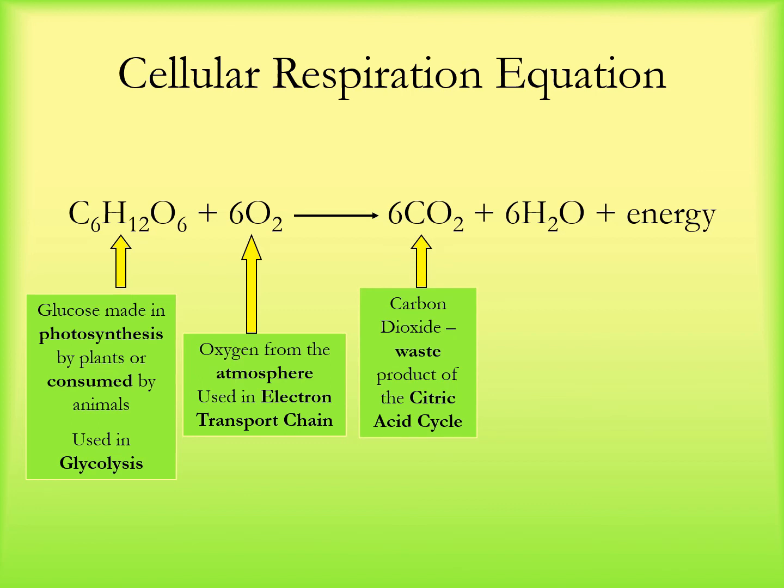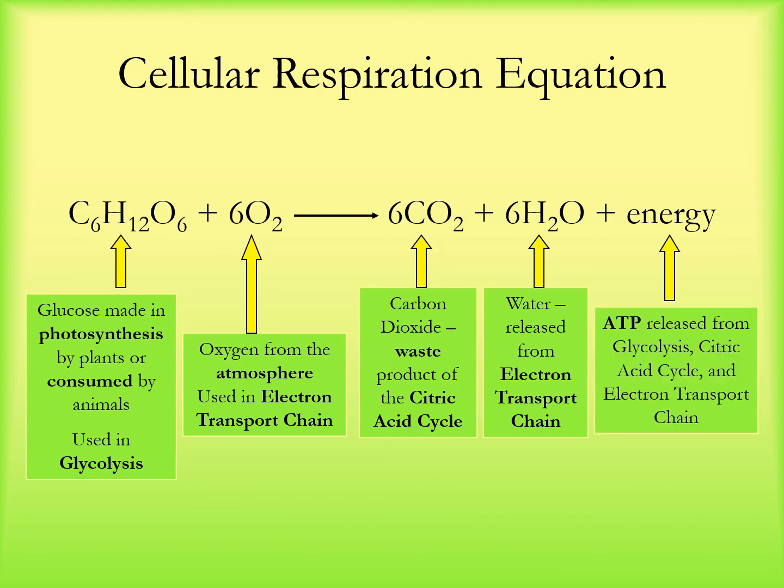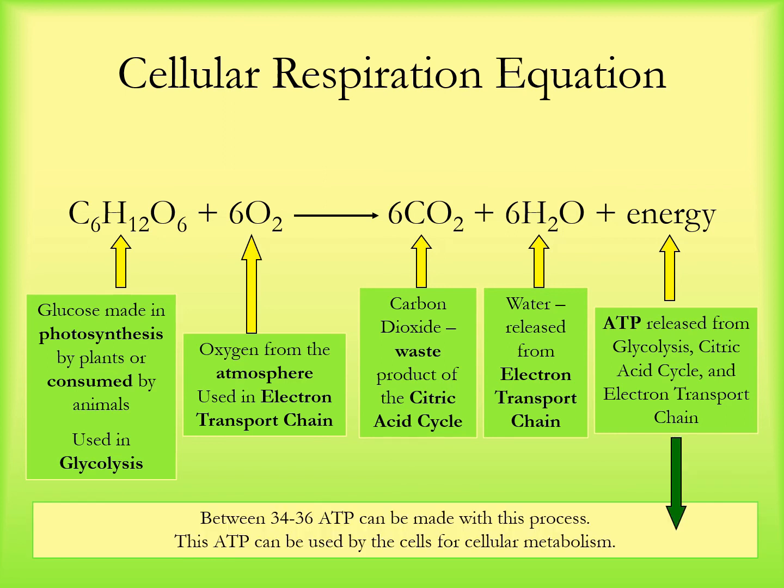The carbon dioxide, or the waste product of the citric acid cycle, and water are released from the electron transport chain, now obtaining or producing ATP released from glycolysis, citric acid cycle, and electron transport chain. So, to sum up this cellular respiration equation, it produces between 34 to 36 ATP made with these 3 processes. This ATP can be used by the cells for cellular metabolism.